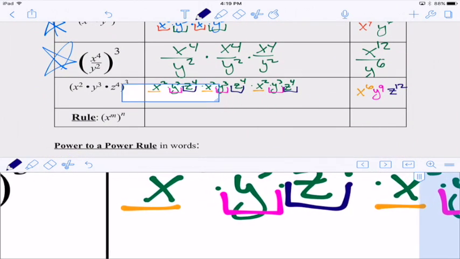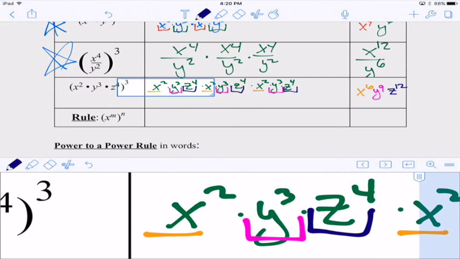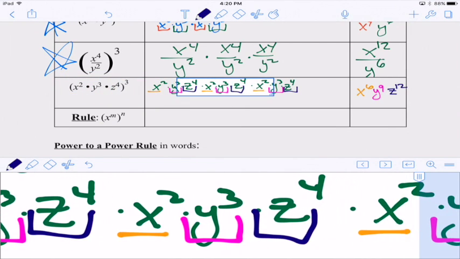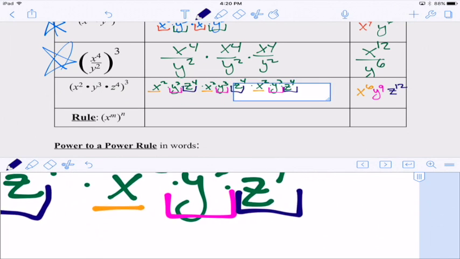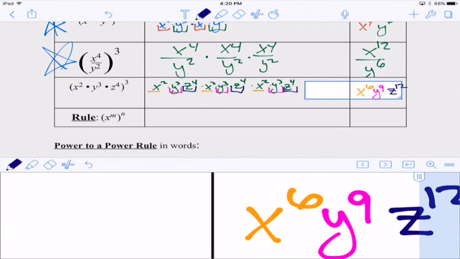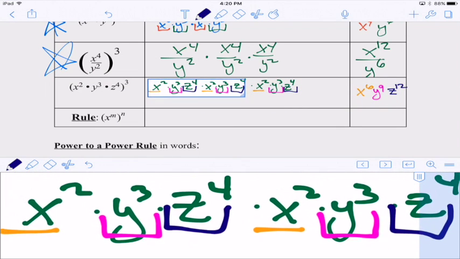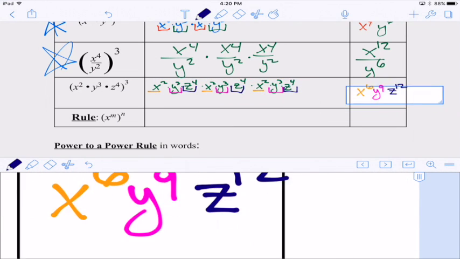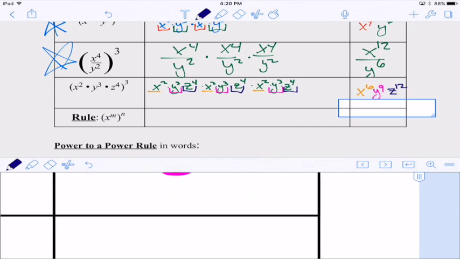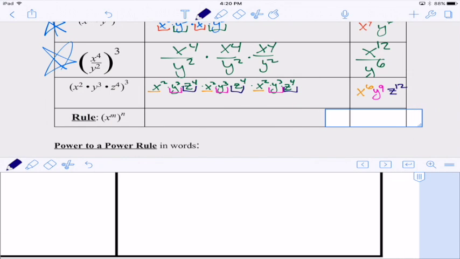And then our last one, this whole thing in the parentheses was done 3 times: x squared, y cubed, z to the 4th. There's a 2nd time, there's a 3rd time, and then I just put it together. x squared, squared, and squared gave me x to the 6th. y cubed, cubed, cubed gave me y to the 9th. And z to the 4th, to the 4th, to the 4th gave me z to the 12th. So hopefully you noticed that if you raise a power to another power, you get to multiply m times n.